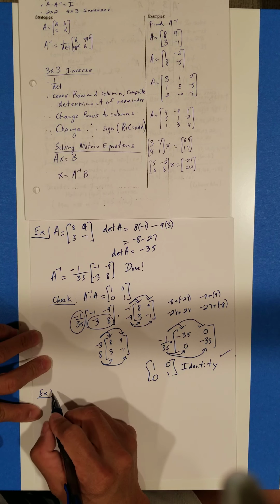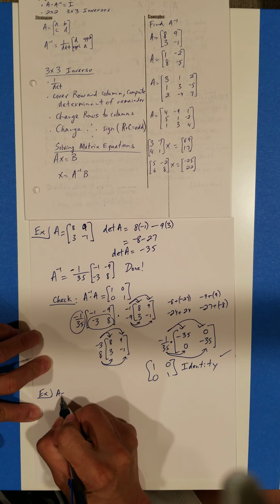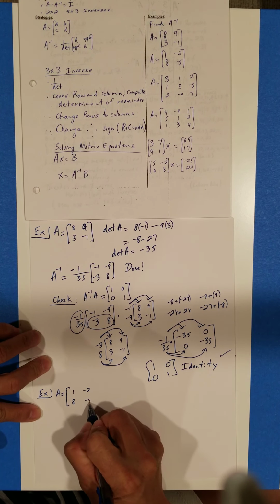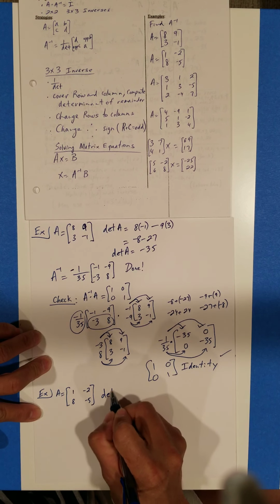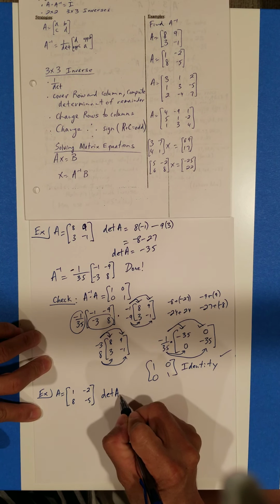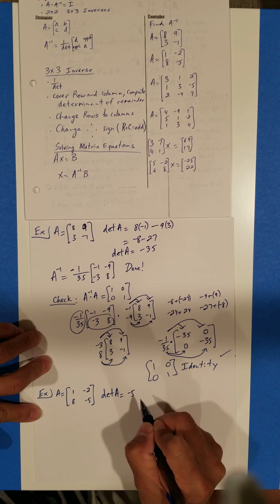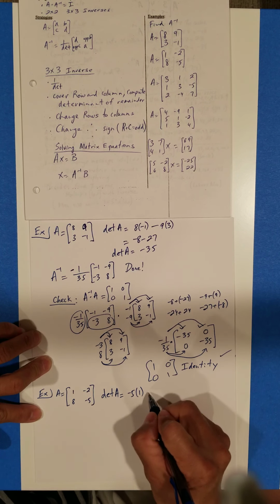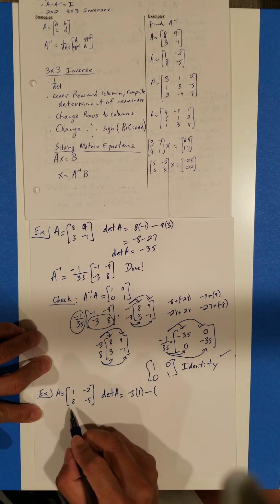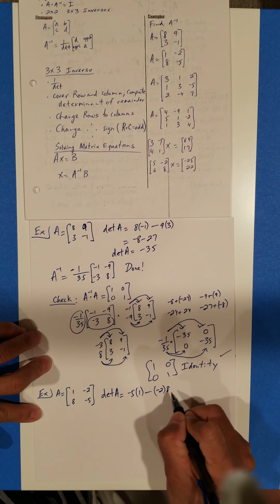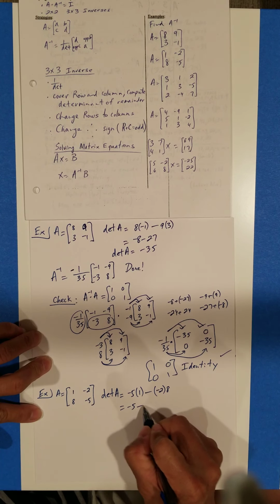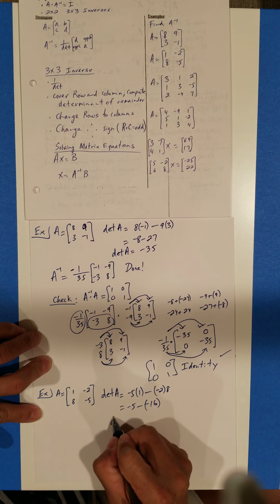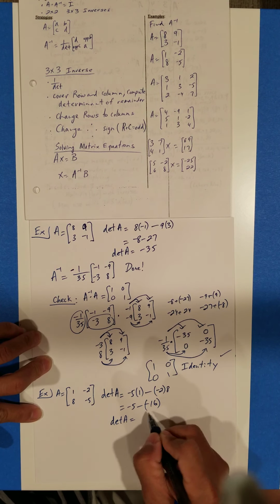Okay, so example 2, let's say A is 1, -2, 8, -5. First find the determinant of A. The determinant of A is going to be 1 times -5, -5 times 1, doesn't matter the order, minus -2 times 8. So I get -5 minus -16, like that. So here, my determinant is going to be 11.